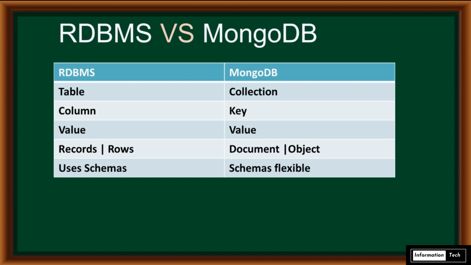So in MongoDB, you're going to come across the word collection a lot, and document. So you need to know the equivalent in a relational database management system. When you talk about a collection, you're talking about the equivalent of a table. When you talk about rows, you're talking about a document or object.